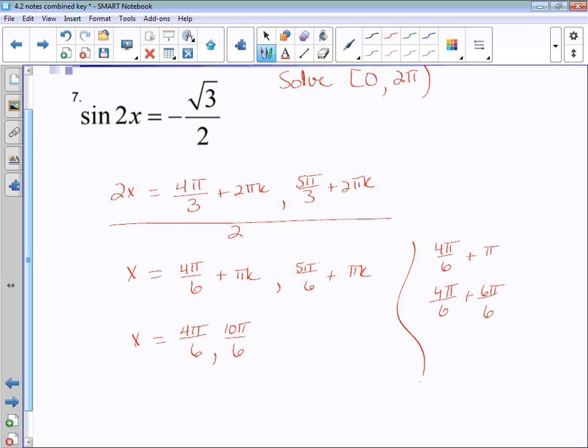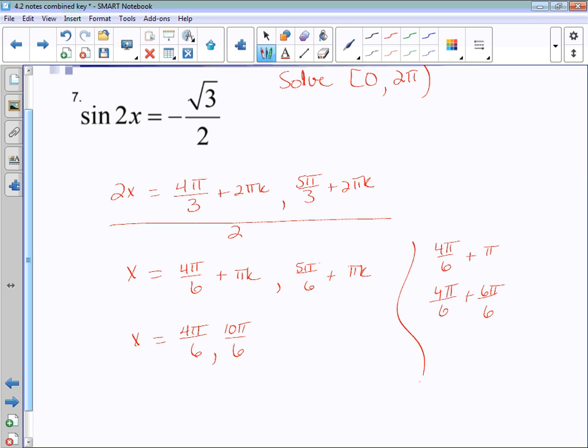What happens then if I try to find another one? If I go from 10 pi over 6 and I add pi again, what do I get? I get 16 pi over 6. Do you guys see how that's bigger than 2 pi? Anything over 12 pi over 6 would be too big. So I'm going to stop this section and move over to this 5 pi over 6 piece now.